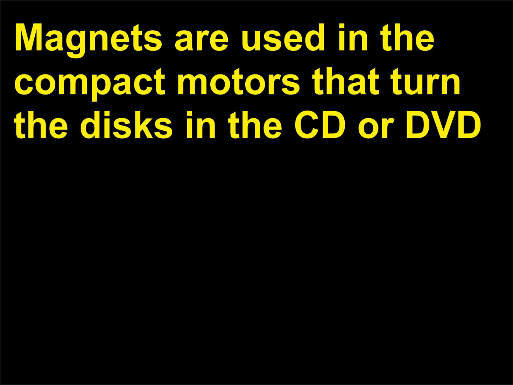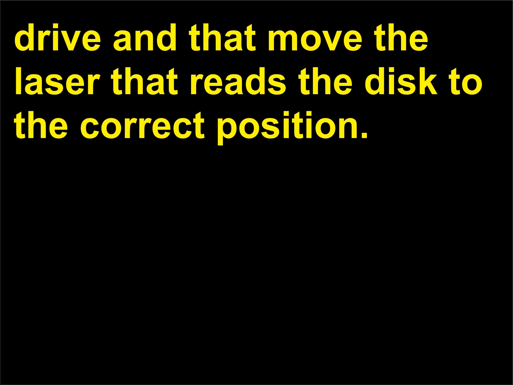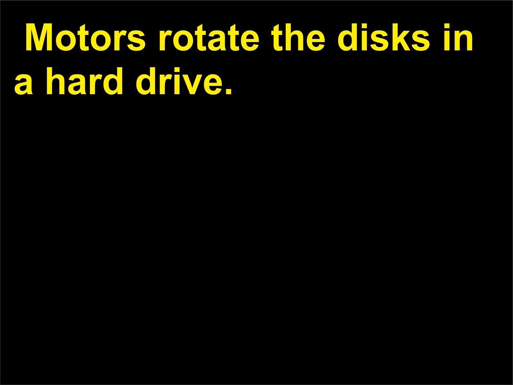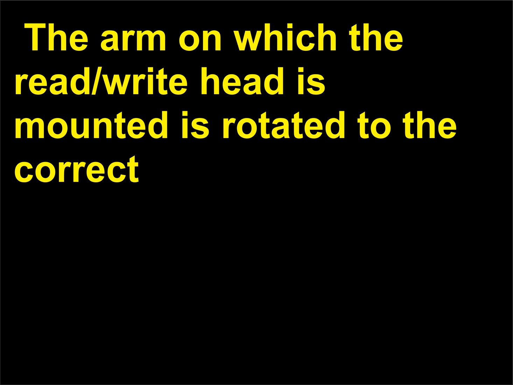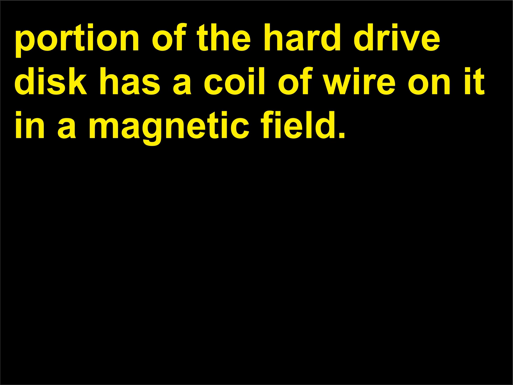Magnets are used in the compact motors that turn the discs in the CD or DVD drive and that move the laser that reads the disc to the correct position. Motors rotate the discs in a hard drive. The arm on which the read/write head is mounted is rotated to the correct portion of the hard drive.